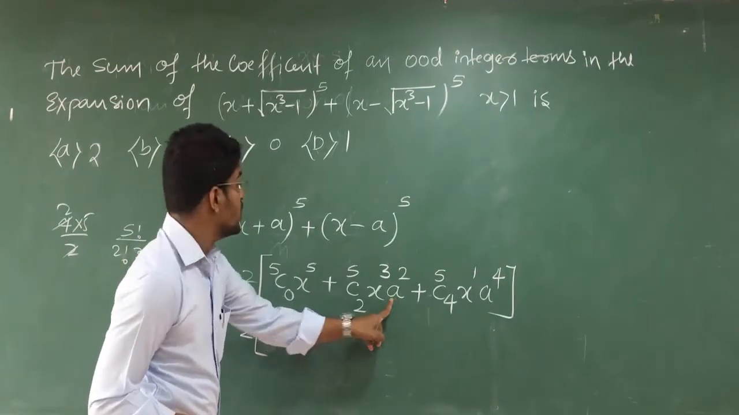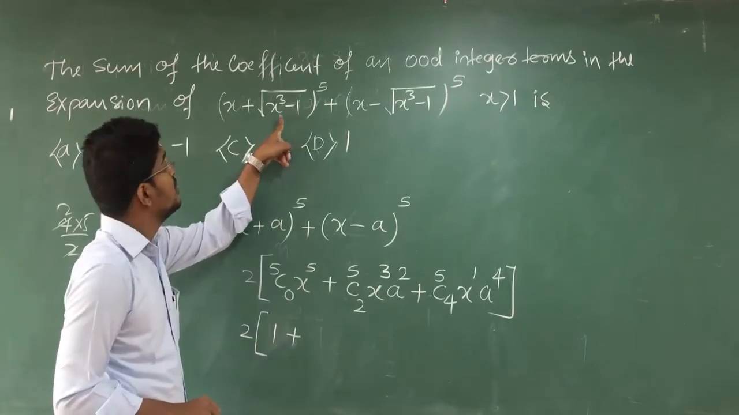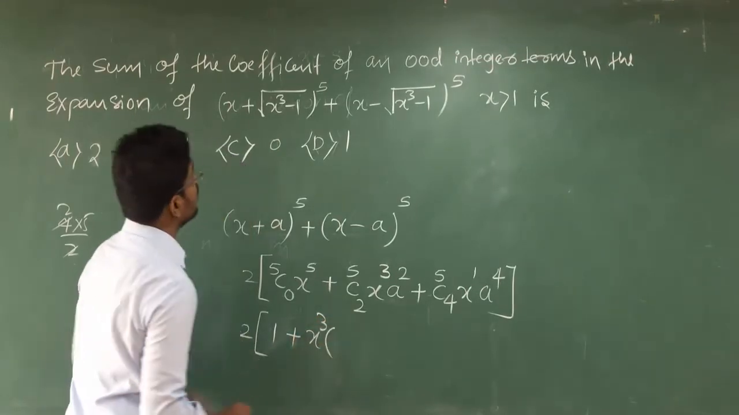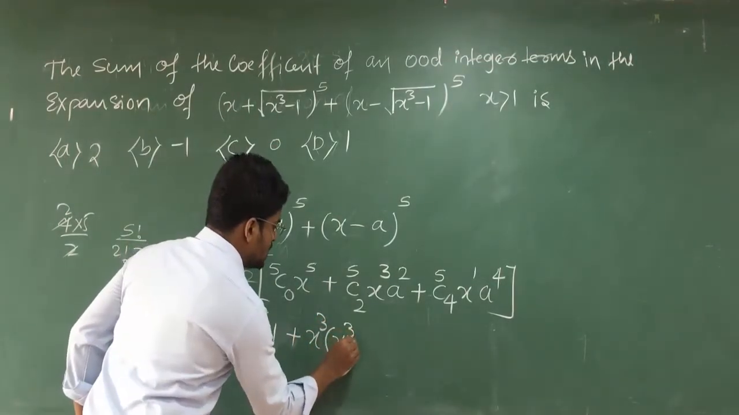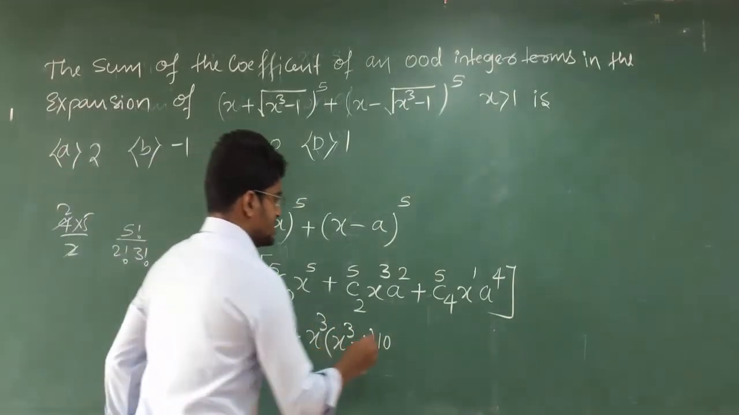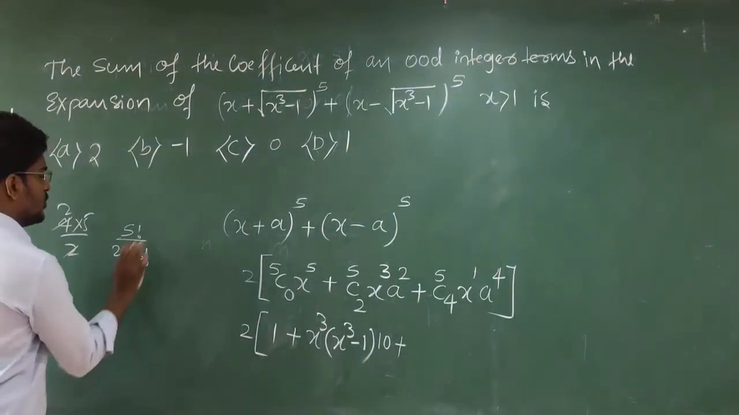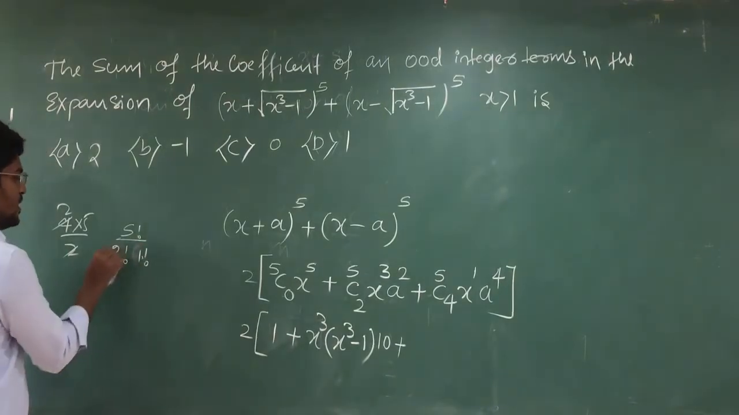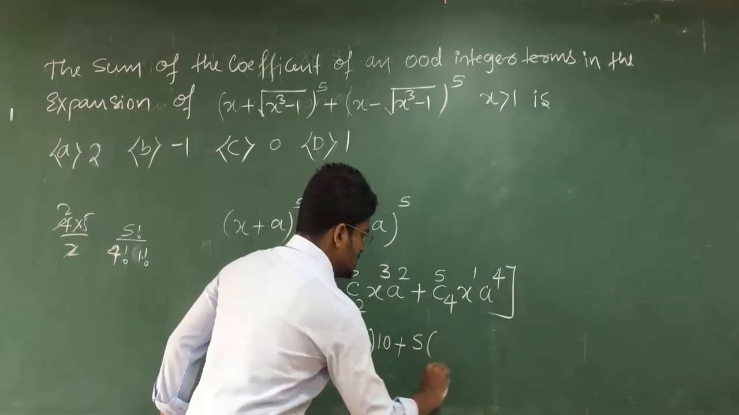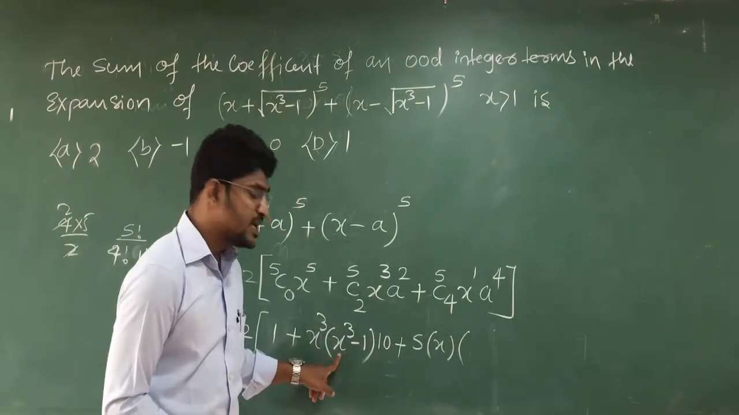But what is a square? See here, x plus a. A is what? Square root of x minus 1. So square root of x minus 1 squared will be what? x cube minus 1, into 10. Clear? Next, plus 5c4 will be how much? 5 factorial, 5 minus 4 is 1 factorial, divided by 4 factorial. You cancel 4 factorial and 4 factorial, it will be 5. So 5 multiplied with, this is x, again multiplied with, see, a square is x cube minus 1.